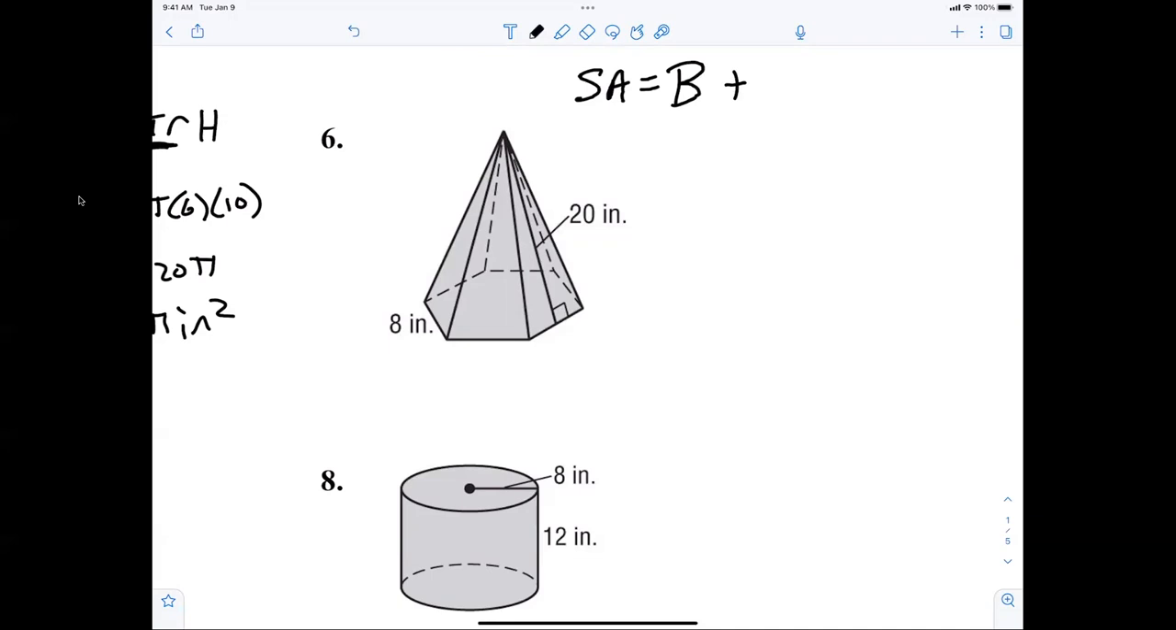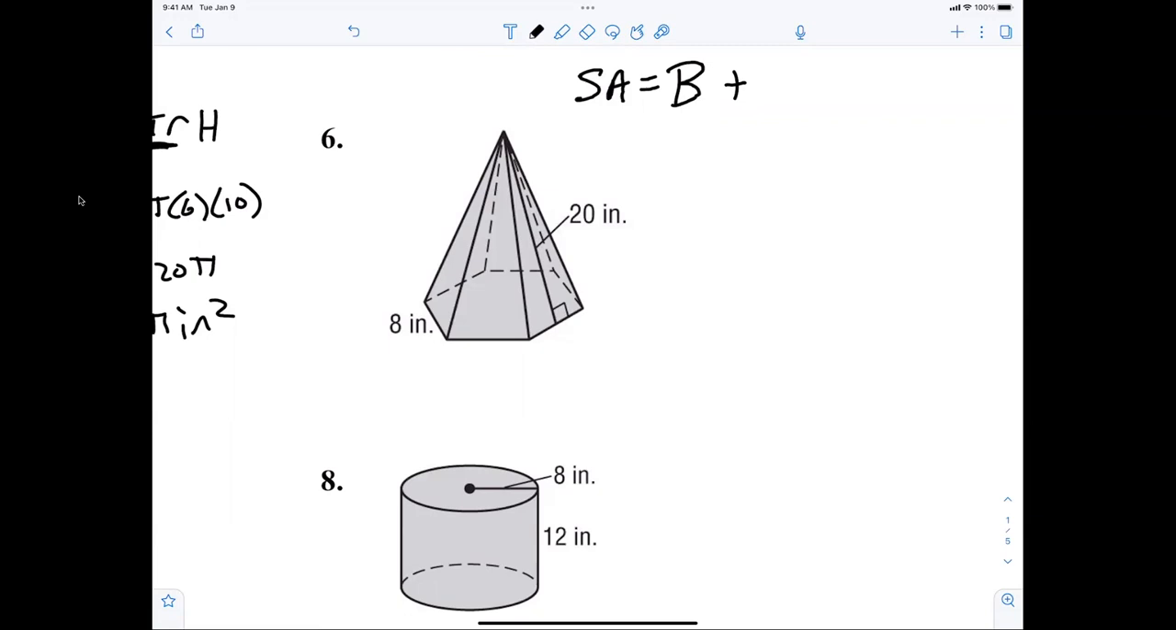But what's this prism called? Or not prism, what's the pyramid called? What kind of pyramid? Hexagonal. Right, it's called a hexagonal pyramid. Why is it called a hexagonal pyramid? Because the base is a hexagon, right? So how many sides does it have? 6. So let's do generally.